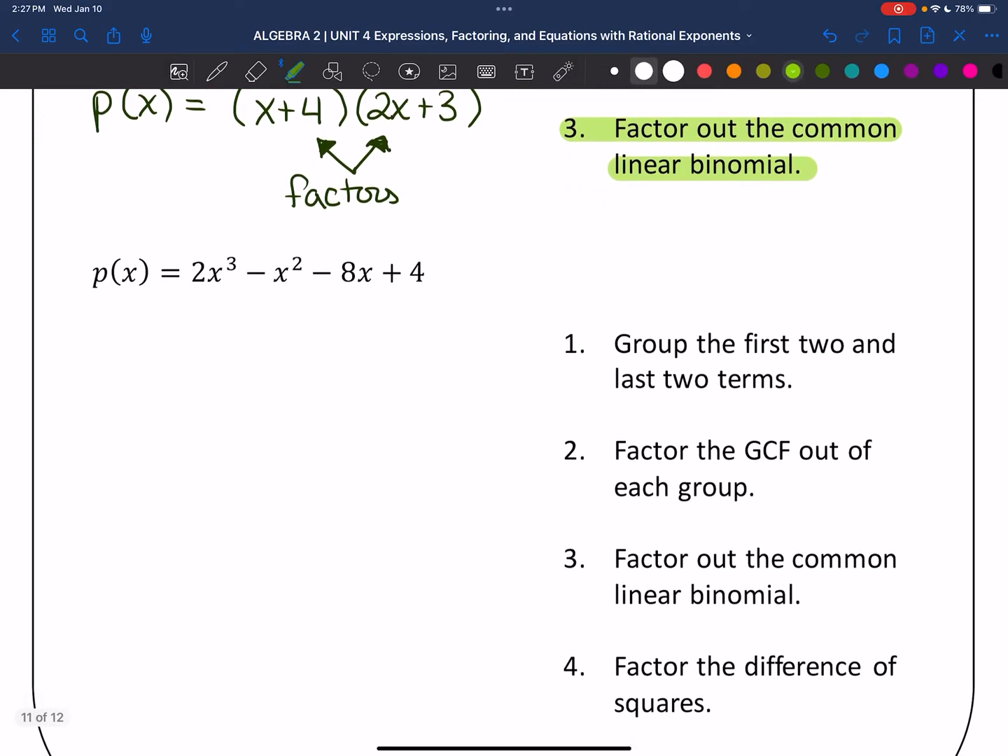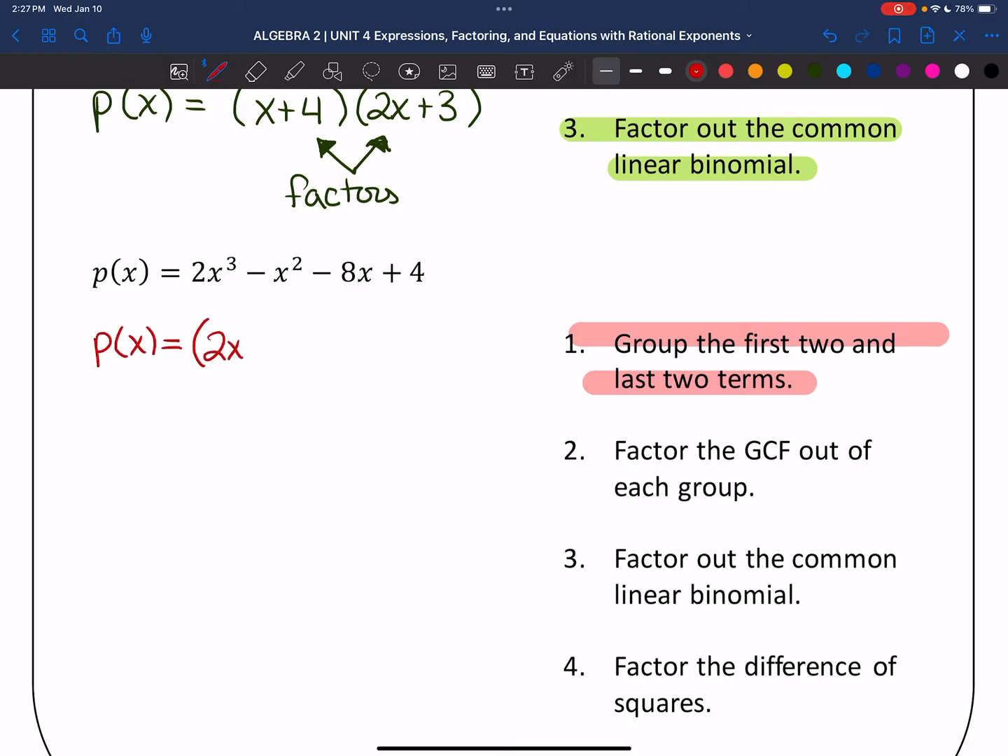Let's go ahead and begin, like it says, by grouping the first 2 and the last 2 terms here. And this is a negative 8x plus 4. Okay. Then we want to factor out the GCF from each of the groups. What is the GCF from that first group? The greatest that we can factor out, they don't both have a number that we could factor out. It would really just be a 1.